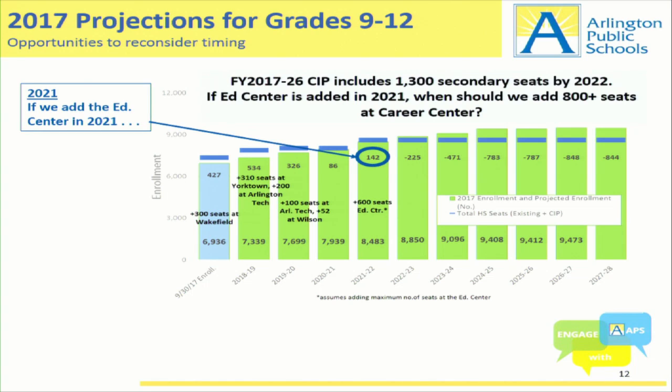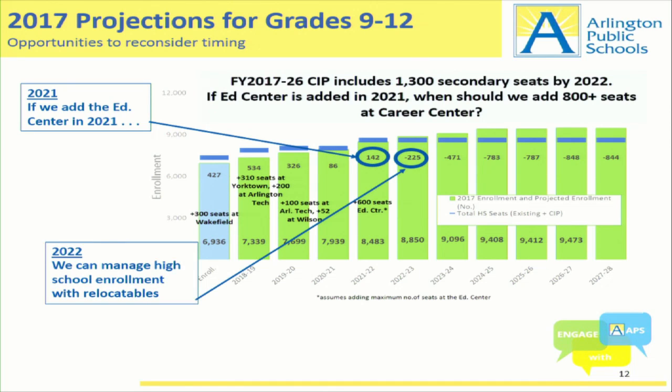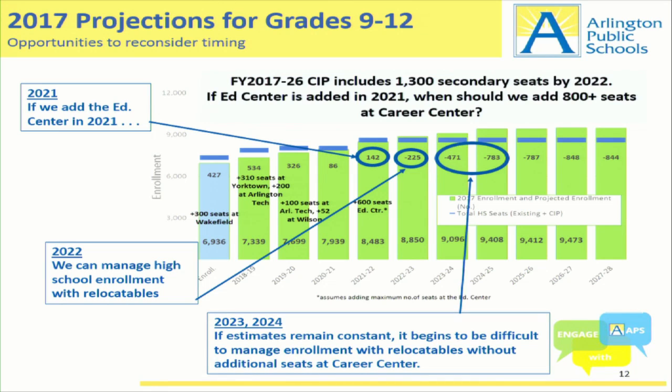In 2021, when we planned to add the Ed Center, we're doing pretty good with seats. A lot of things have been put in place to plan ahead and make sure we have enough permanent seats at the current class size level for our students. In 2022, we still have a manageable size that we can control through relocatables. It's not too much of a burden across our schools; at high schools, it would probably be in the 100s or low 100s, which would be fine. In 2023-24, if the estimates remain constant, that's when it begins to be difficult to manage enrollment with relocatables. That's when we're thinking about the Career Center, where there might be a little room to rethink the timing.